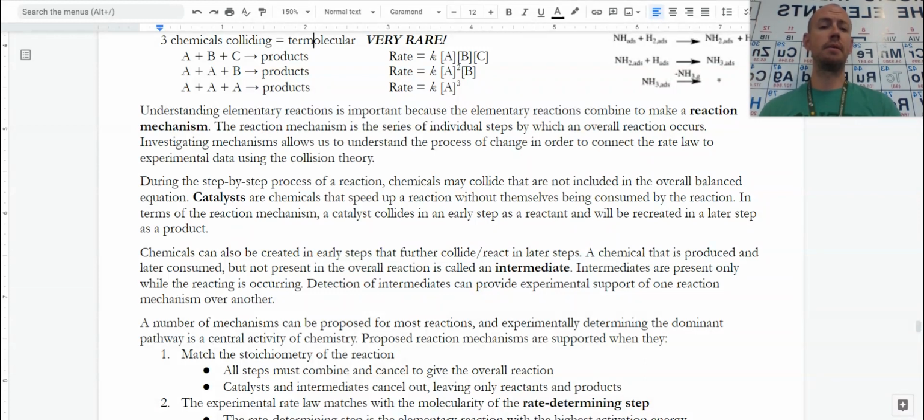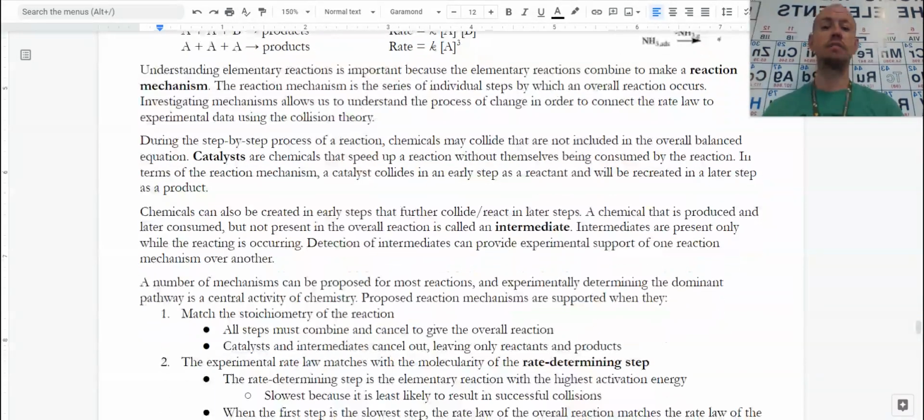Some that I pointed out up here, NH, N2H2, and NH2 are intermediates. They are made at one point, but we don't end with those. That is called an intermediate. Intermediates are present only during the reaction. And if we can detect an intermediate with experimental data, we can kind of prove that one mechanism may be more reliable or more correct than another.